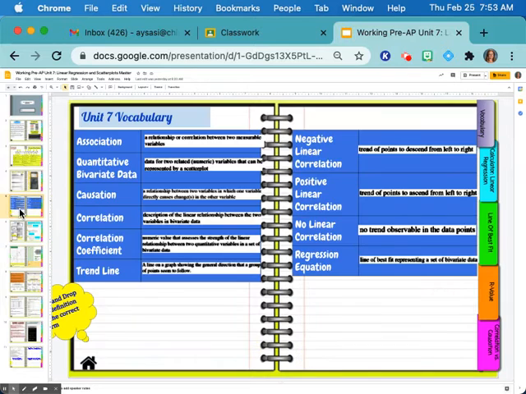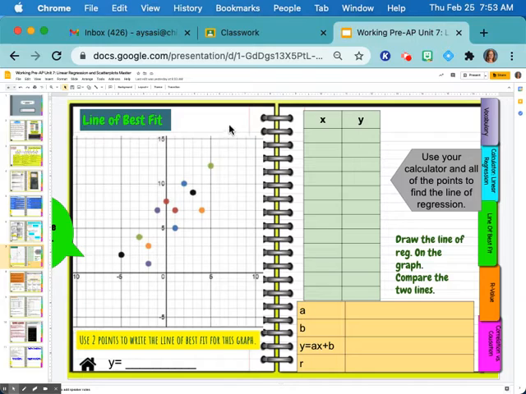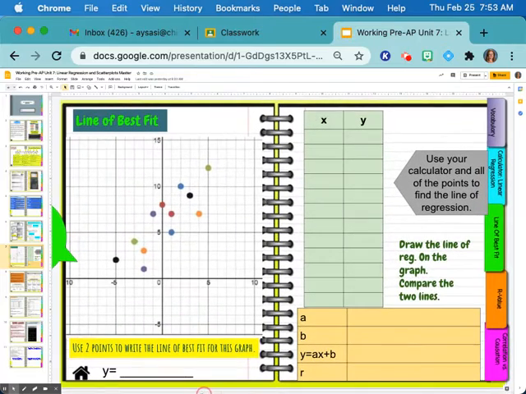So we look back at the vocab. Trend line: a line on a graph showing the general direction that a group of points seem to follow. So we need to create a line here. Let's see, what does it say? Draw a line of best fit. So create a line that goes through here. And we need one with arrows.